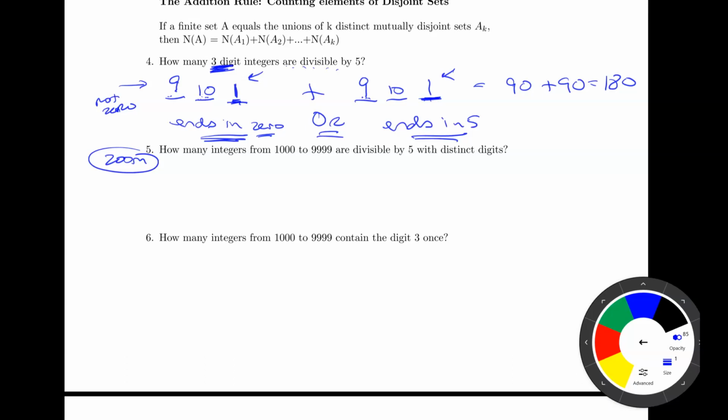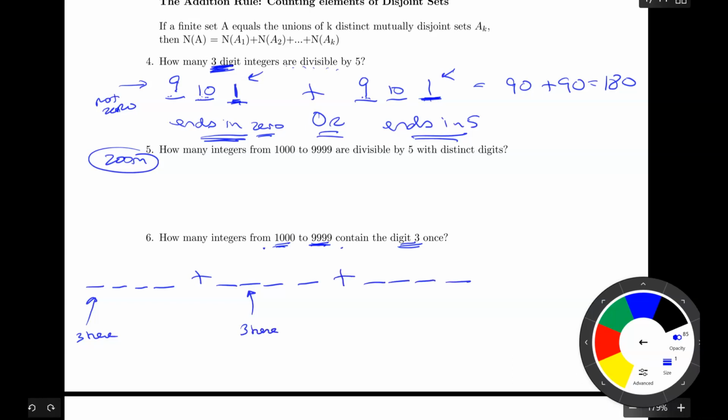One way to do this, and there are going to be different ways, and you can think about these different ways. I want to have digits from 1,000 to 9,999, so 4 digits, right? Where can I put the digit 3 once? So 1, 2, 3, 4. I could put the 3 here, right? Or I could put the 3 here. Or I could put the 3 here. Or I could put the 3 here, right?